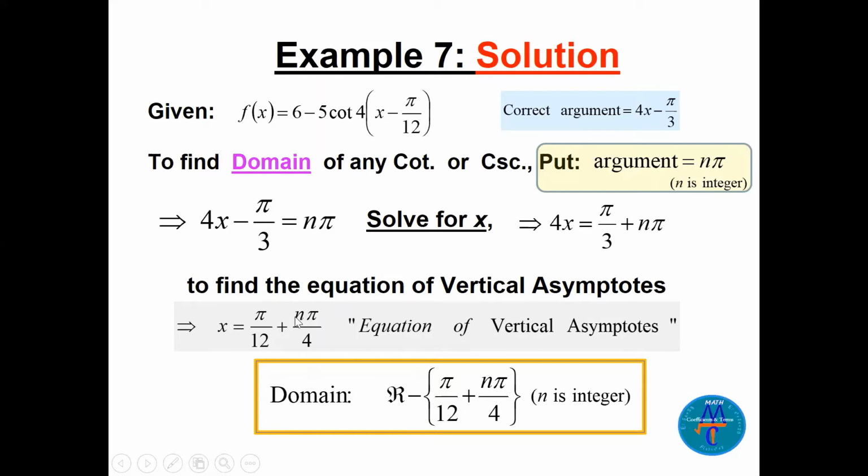Every time we put n as an integer, 1, 2, 3, 0, minus 1, minus 2, minus 3, you will get a vertical asymptote. So now the domain will be all real numbers except all of these: pi over 12 plus n pi over 4, where n is an integer.